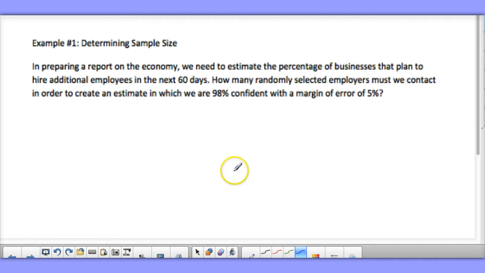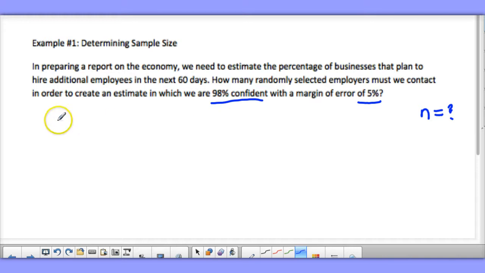So here we want to randomly select employers to contact about, do you plan to hire additional employees in the next 60 days? We want to have a 98% confidence interval and we want our margin of error to be no more than 5%. So our question is, what do we need to have for our sample size in order for these conditions here to be met?